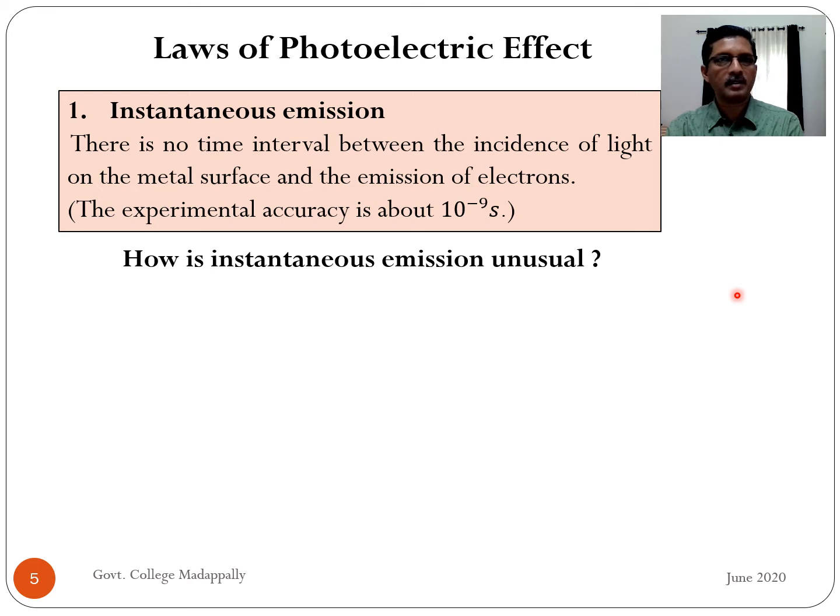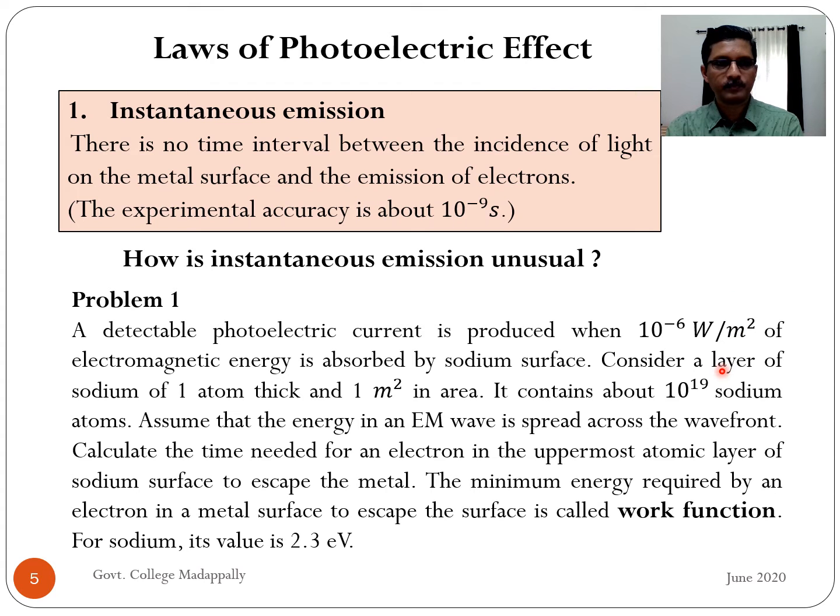In order to understand that, let us consider this particular problem. A detectable photoelectric current is produced when 10^-6 watt per meter square of electromagnetic energy is absorbed by sodium surface. Consider a layer of sodium of 1 atom thick and 1 meter square in area. It contains about 10^19 sodium atoms. Assume that the energy in an electromagnetic wave is spread across the wavefront. Calculate the time needed for an electron in the uppermost atomic layer of sodium surface to escape the metal.